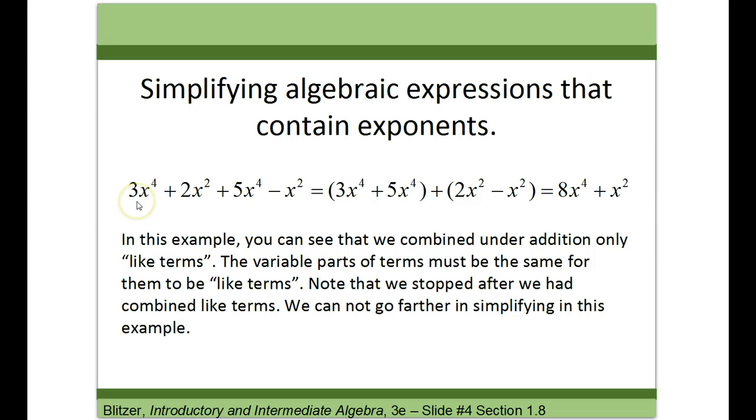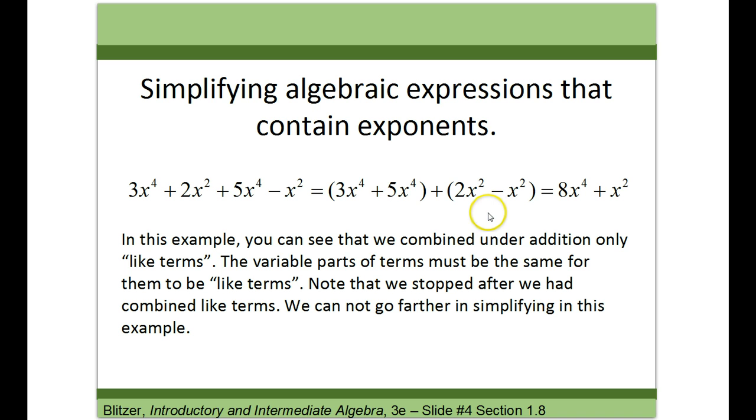So in our example here, we have 3x to the fourth plus 2x squared plus 5x to the fourth minus x squared. First we group together the variable factors that are like. So we're grouping together the 3x to the fourth and the 5x to the fourth because they both contain x to the fourths. Those are grouped together here in the front. Then in this second grouping, we group together the things that are x squared. So I have a plus 2x squared and a minus x squared, and those two things are being grouped together.